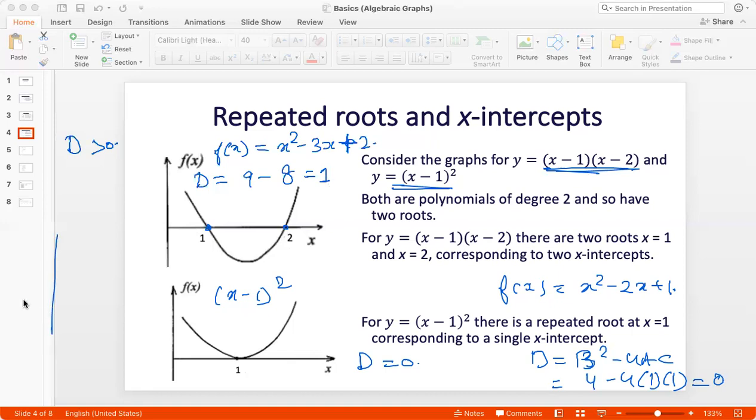What would happen if the graph looked like this? Here, the graph does not have any real roots because it does not cross the x-axis. And so the discriminant would be negative.